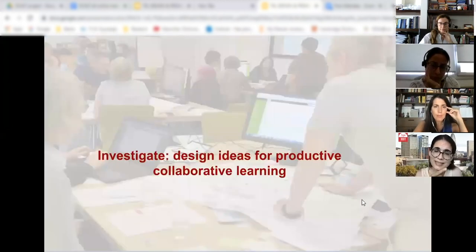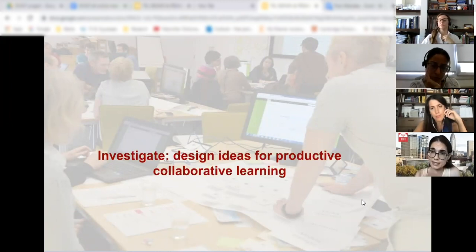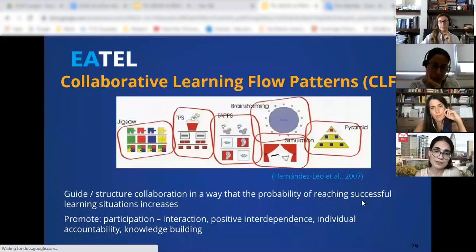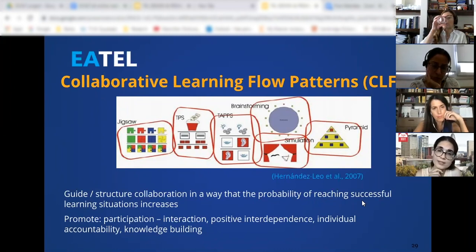In the next slide, I'm concentrating on the fact that when investigating, the idea is looking for design ideas that can be productive for a particular pedagogical method. Now, if we focus on the example of collaborative learning, which is where I have more experience, there can be very nice pedagogical design patterns that are specifically oriented towards facilitating productive collaboration. So in the next slide, you have a schema of what are called, or what I called some years ago, collaborative learning flow patterns, which is a representation of pedagogical knowledge in collaborative learning about how to structure collaboration so that the probability of reaching successful learning situations increases.